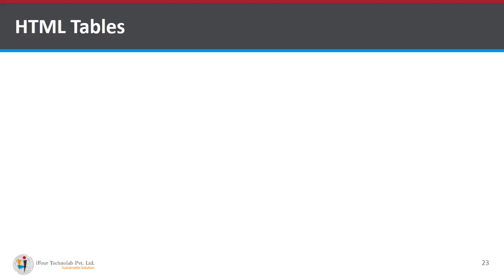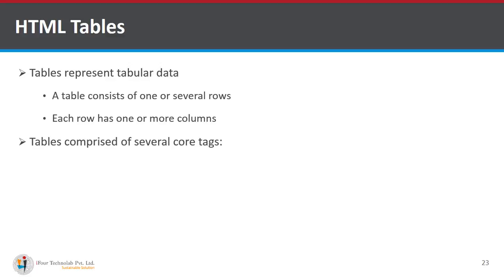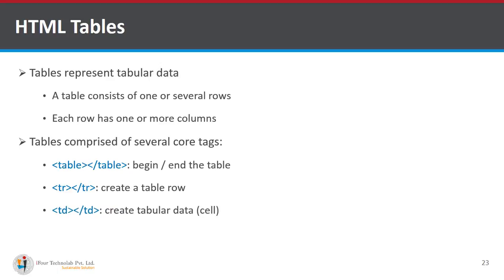And now let's talk about HTML tables. A table represents tabular data, as we all know. A table consists of several rows and columns. There are core tags for HTML tables. Let me show you. Table and slash table are the beginning and end of the table. Tr and slash tr create a table row. Td and slash td create a tabular data cell.